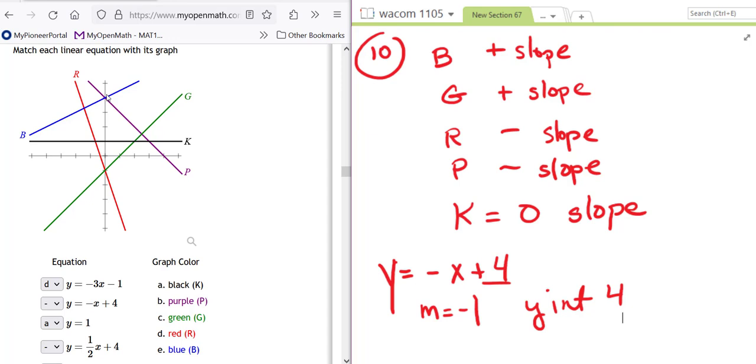1, 2. Let's see. 1, 2, 3, 4. Okay, this is the y-intercept, and again we have 2 choices here. One of them has a positive slope, the other has a negative. Our slope is negative, so we are going to be the purple line for this one.